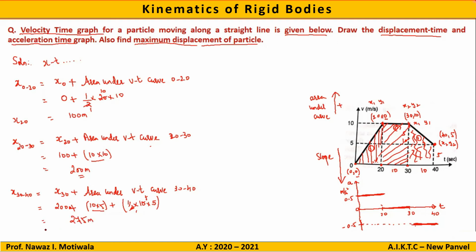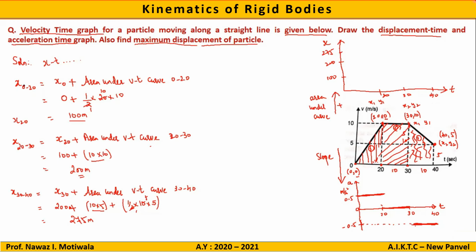So after getting the answers, let us now plot the xt curve. Now as we can see, the values are all positive, 100 meters, 200 meters and 275 meters. So I will make a graph like this. And this is t, this is x, the time limits will be the same, that is 20, then there is 30 here, and let us say there is a 40 here. And the values are 100, 200 and 275. So let us say this is 100, this is 200 and this is 275. Now let us start.